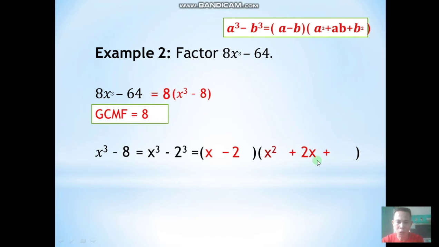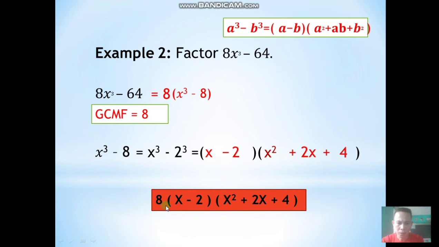How to obtain the last term of the trinomial factor? Of course, we're going to multiply the second term of the binomial by itself. So, negative 2 times negative 2, that is positive 4. Alright? Then, putting all factors together, we have 8, then the binomial factor, then we have the trinomial factor. So, this is now the complete factored form of this given expression.